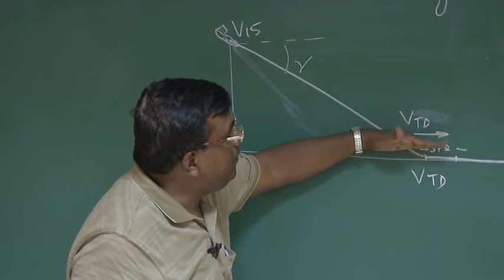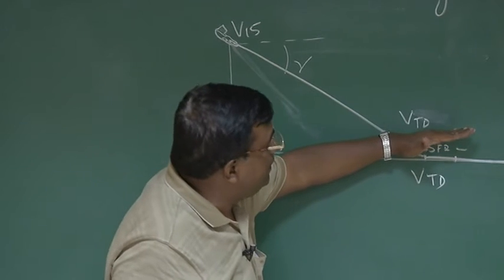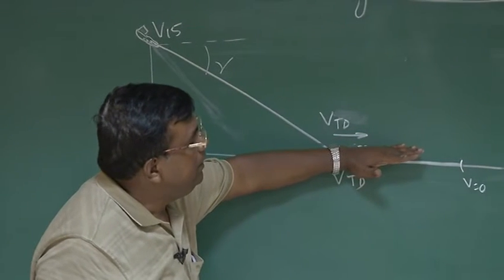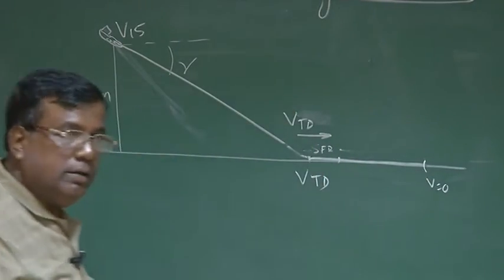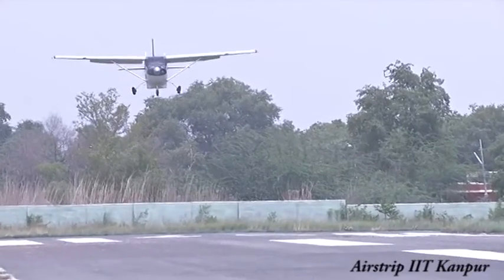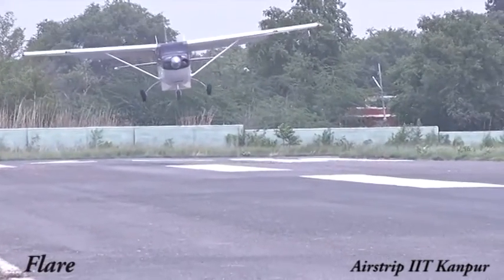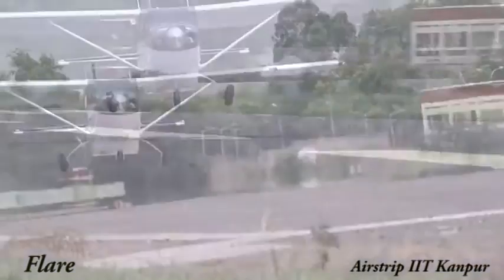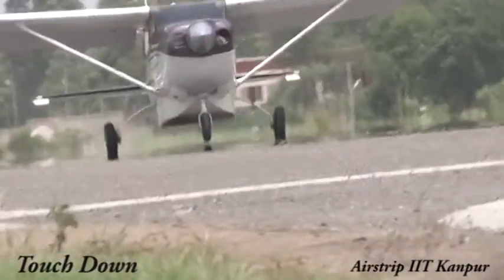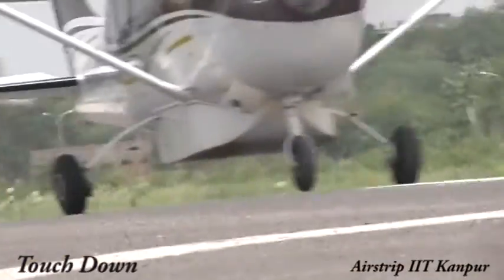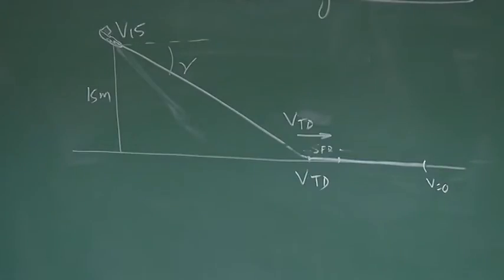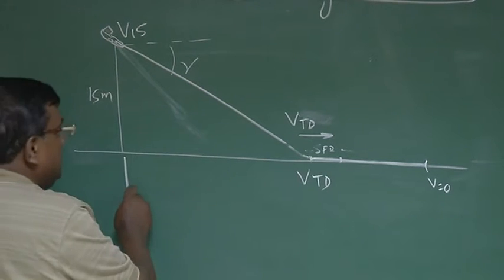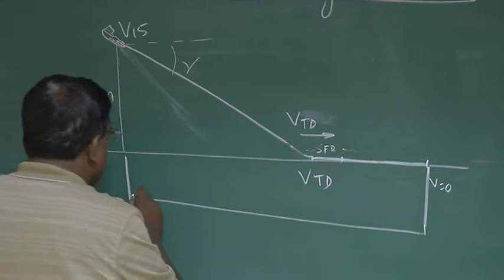So it comes like this, the glide like this, comes here. Now it flares up. As it flares, the rear wheel touches the ground and then the pilot applies the brake, and the matter is over. What is our aim? Our aim is to find out this distance, which is the landing distance.